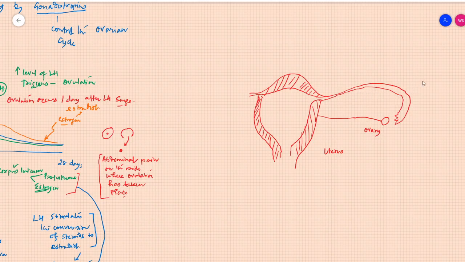And this is the fallopian tube. So this part is called the infundibulum. This is the ampulla. In fact, this whole region is the ampulla. So that's the ampulla.